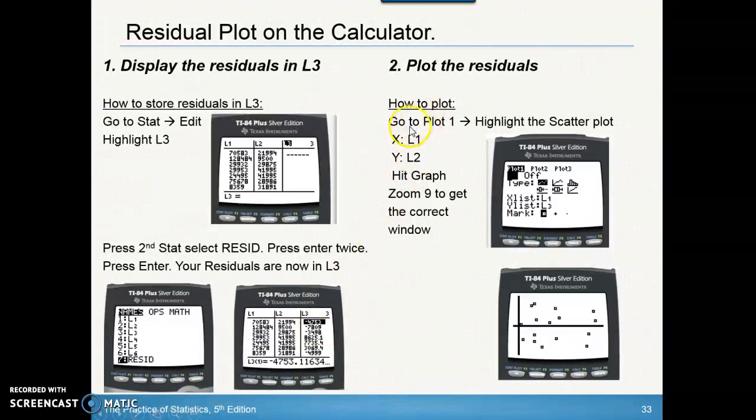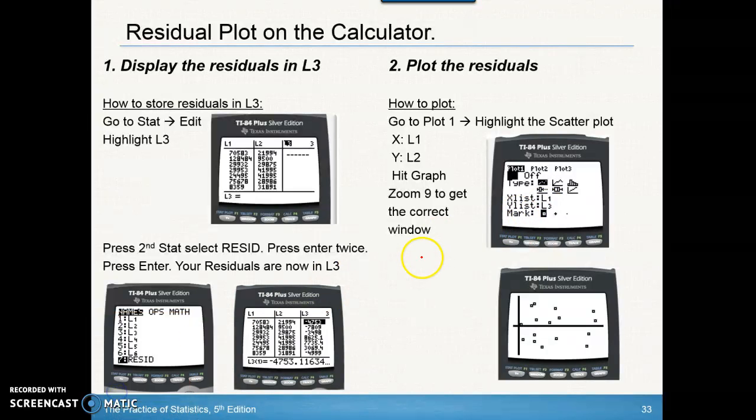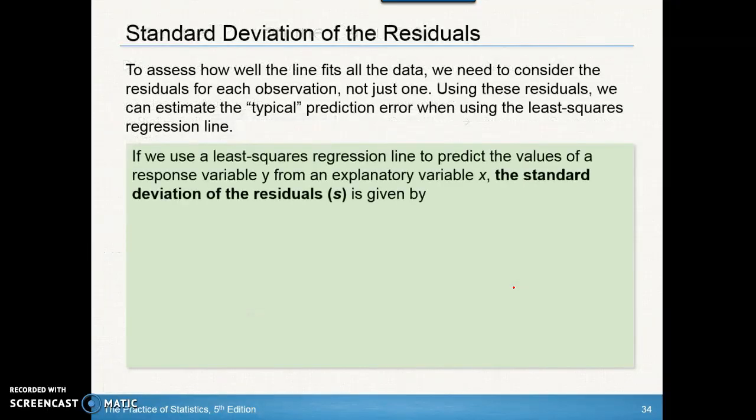Now, when you plot it, you're going to go to plot 1, you're going to highlight the scatter plot, and you'll notice it's automatically going to put X as your list 1 and Y as your list 2. So you're going to need to change your Y list to be list 3 instead of having it as list 2. And that's because we put our residuals into list 3. So it will say list 2, but you're going to want to put list 3. Hit graph and then hit zoom 9 to get your correct viewing window, and notice I have my residuals above and below my line. Now, we're going to talk about the standard deviation of the residuals.